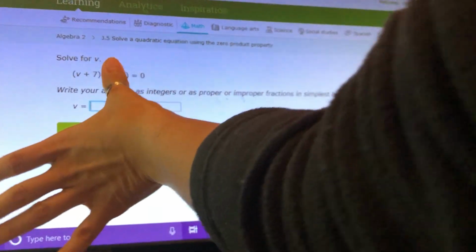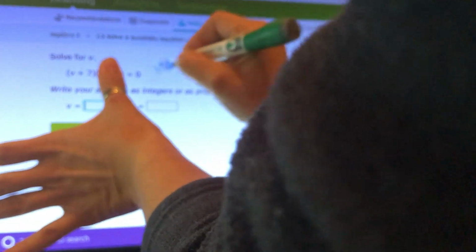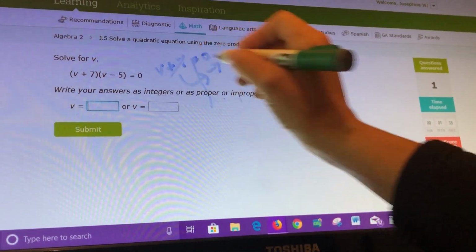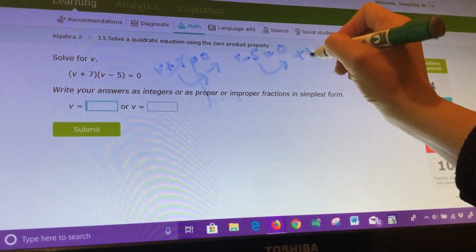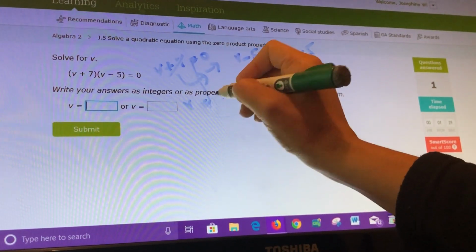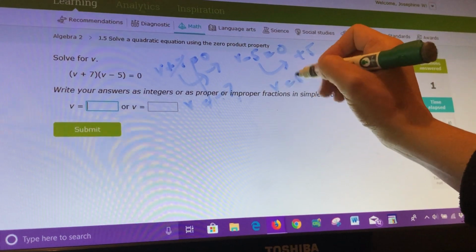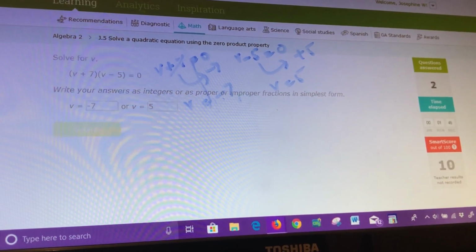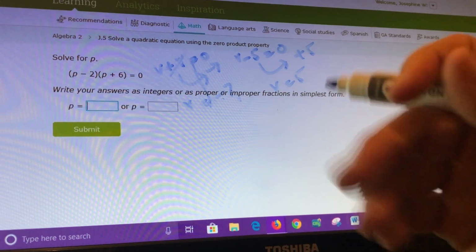Okay. All right. So again, the zero property just says that you set them equal to 0. You take the first one, you set it equal to 0. So v plus 7 equals 0. You take the second one, v minus 5 equals 0. And you set it equal to 0. And you solve. Take that to the other side. That's negative 7. Take that to the other side, it's positive 5. So you got v equals negative 7, and here you got v equals 5. And that's what the zero property is.